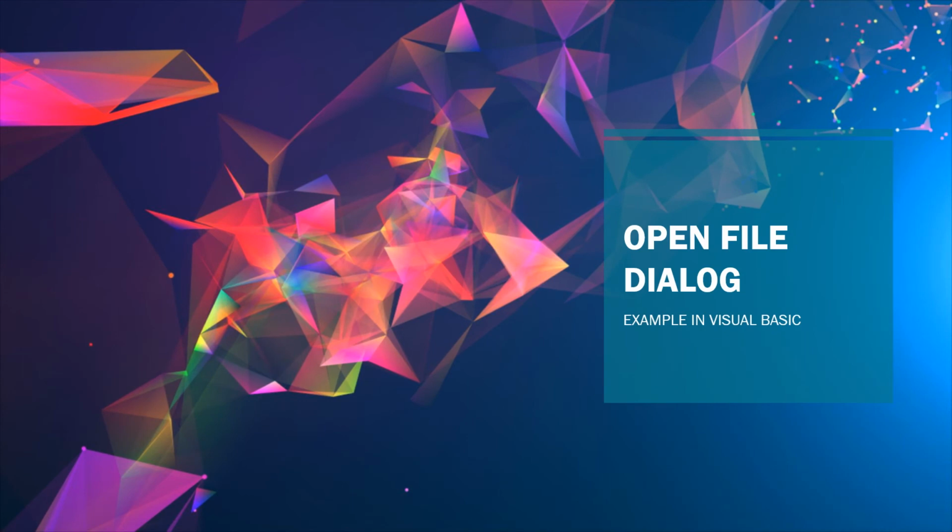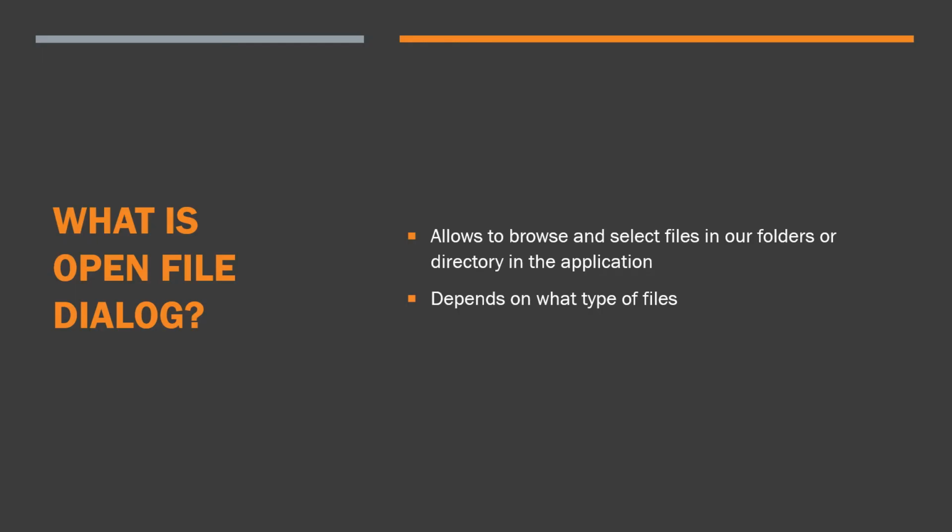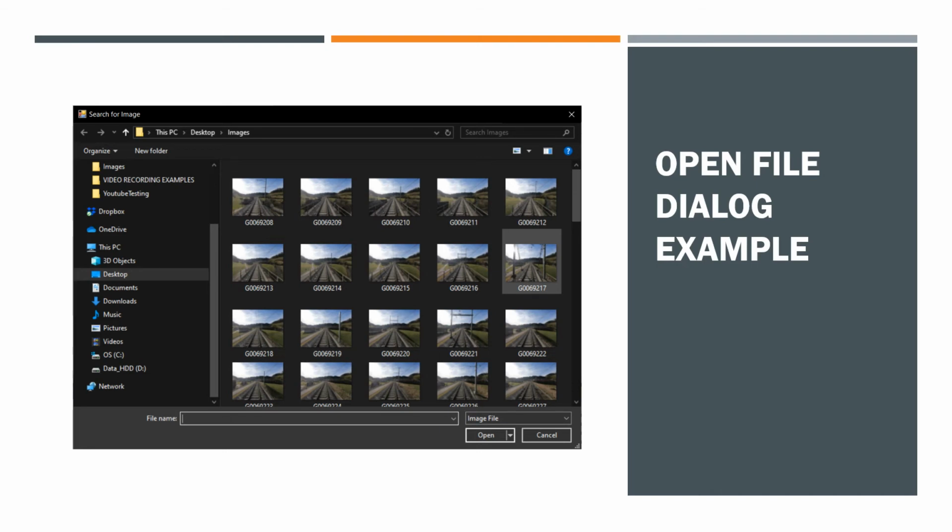Hello guys and welcome to our next example in Visual Basic, which is the OpenFileDialog. So what is OpenFileDialog? OpenFileDialog helps you browse through the folders and select files in your directory, so that the user can choose what to do with the file selected. So this is an example of the open file dialog.